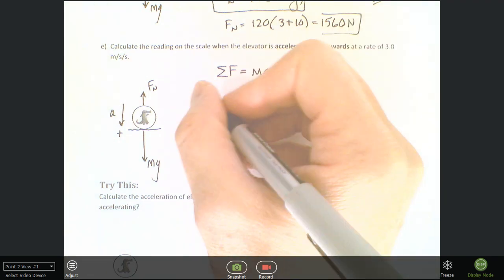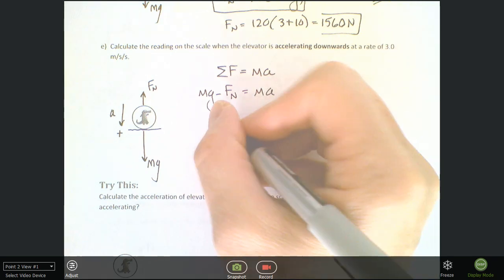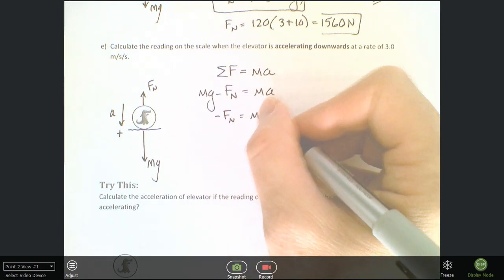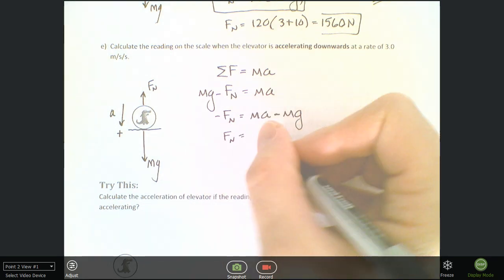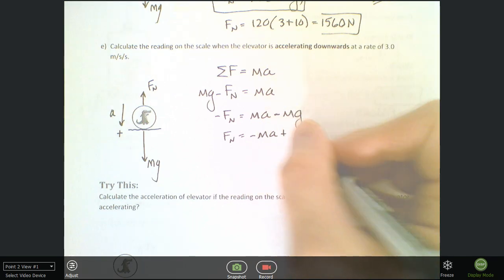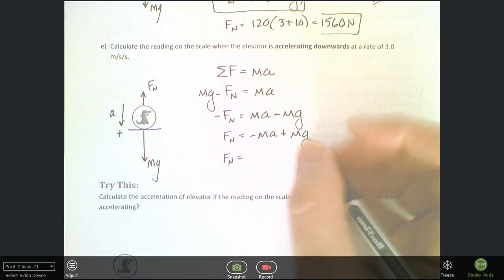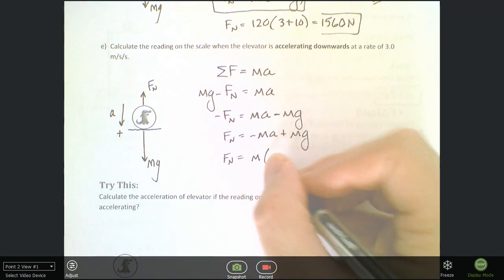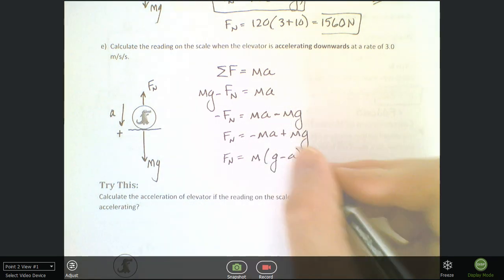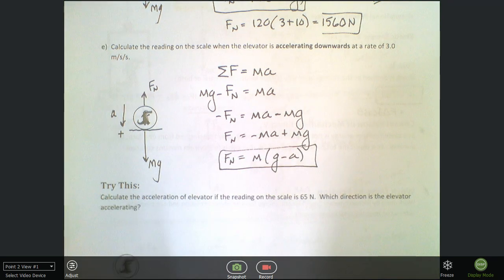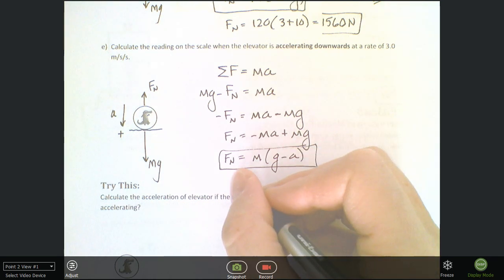So we just follow the physics. Bring it over. Change the signs. And the last step, just to make it look a little bit nicer, I'm going to write it as m times g minus a, because that's positive g minus a in common factor, and there we go. Notice what happens here. g minus a is going to be a smaller number, so your normal force should be smaller.